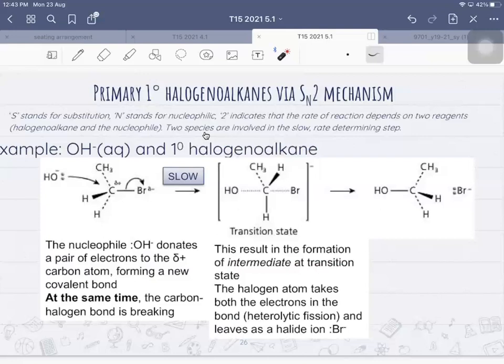So the halogen atom takes both the electrons in the bond, so this is a heterolytic fission, and leaves as a halide ion, which is bromine, with a full negative charge. So students always forget, they still write down the slightly negative charge. Okay, once bromine has obtained the electrons, it is now fully owned by them. They should have a full negative charge.